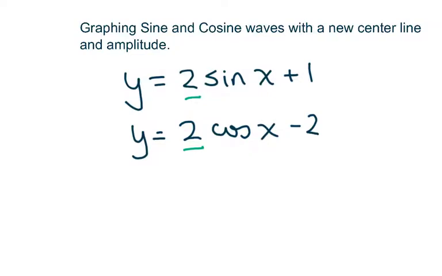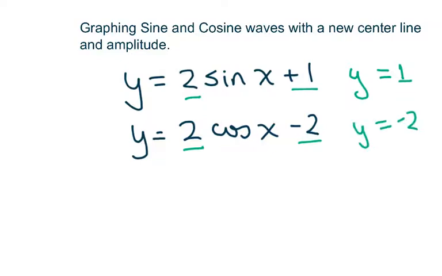We're going to shift the sine function up by 1, and we're going to shift the cosine function down by 2. So our new center line for sine is going to be y equals 1. And our new center line for cosine of x is y equals negative 2.